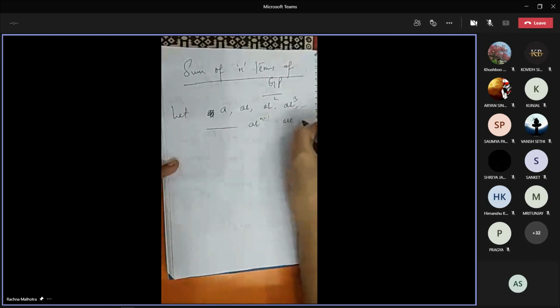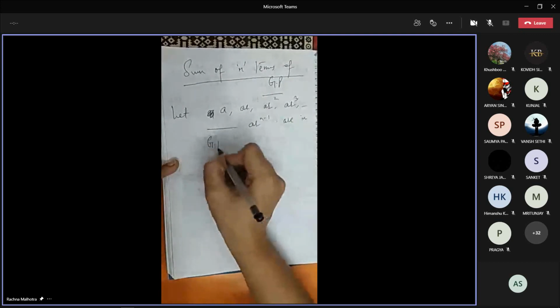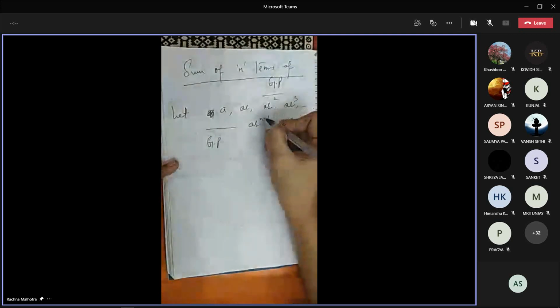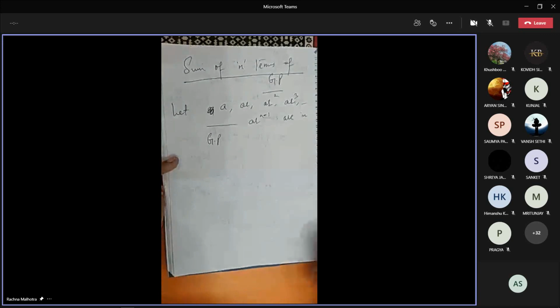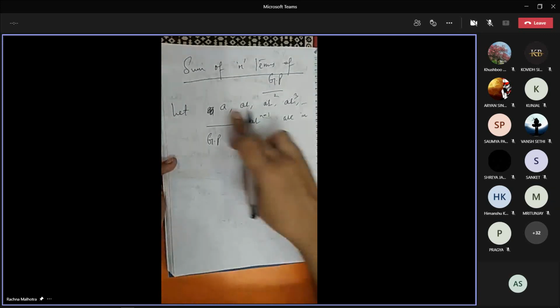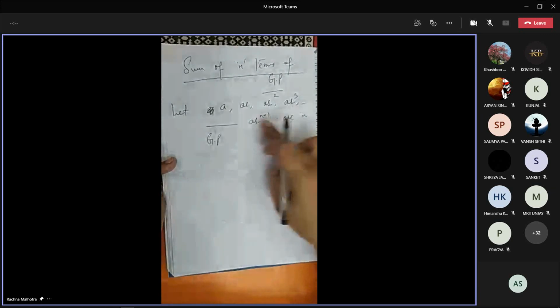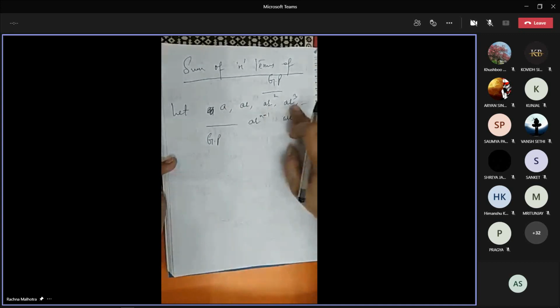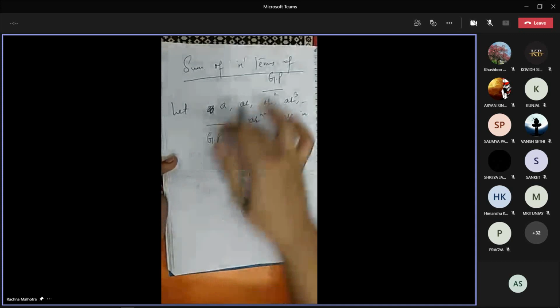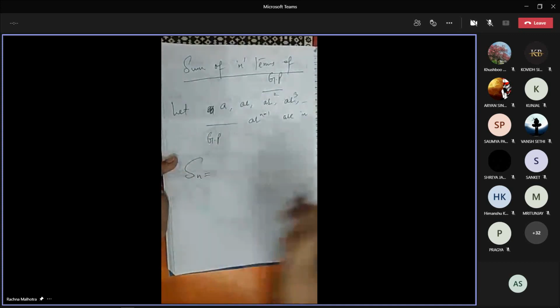They are in GP. This time this is finite because we are finding sum to n terms. So अभी मैं finite वाला GP ले रही हूँ. All these are terms of GP: first term, second term, third term, fourth term, and nth term. They are in GP. Then what will be the Sn, sum to n terms of GP?